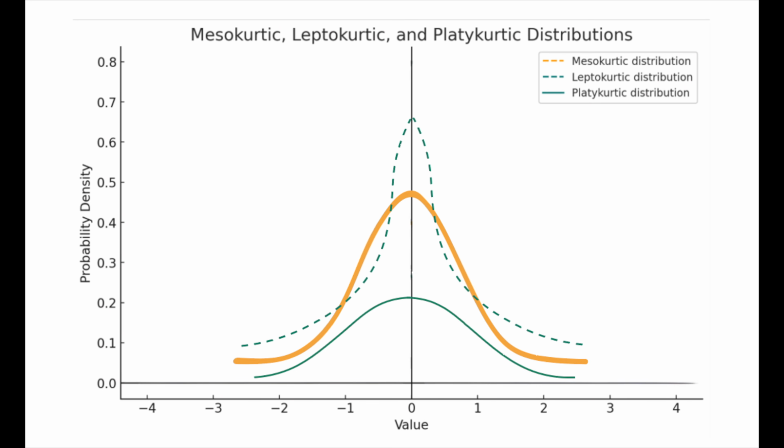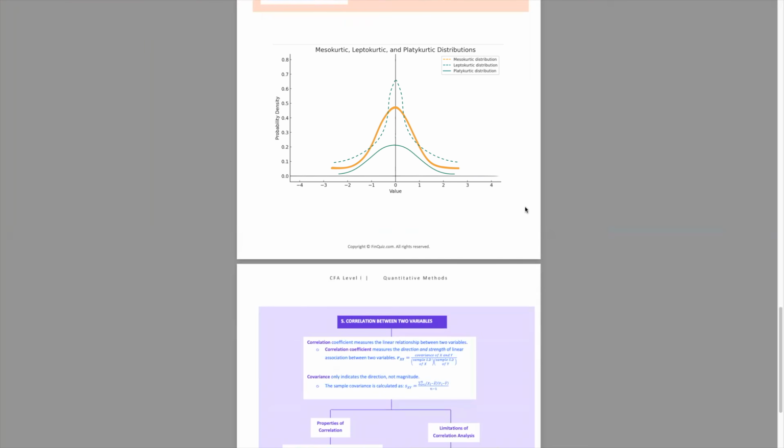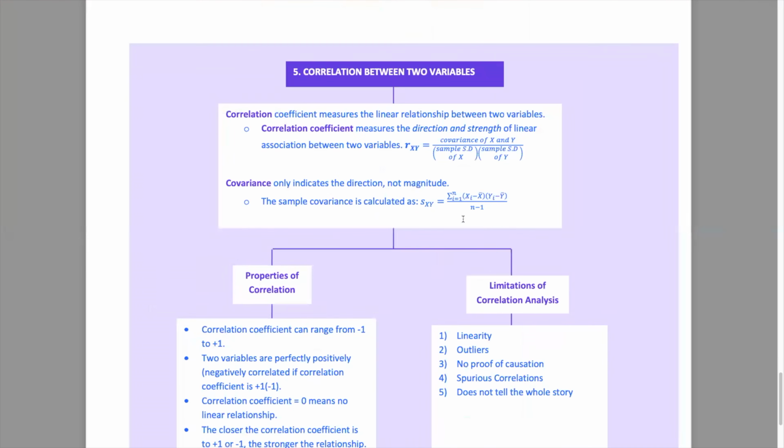All right, class, let's dive into the final topic of this session that often trips people up: correlation and covariance. It's important not to confuse these two, even though they are related. Correlation measures the linear relationship between two variables.